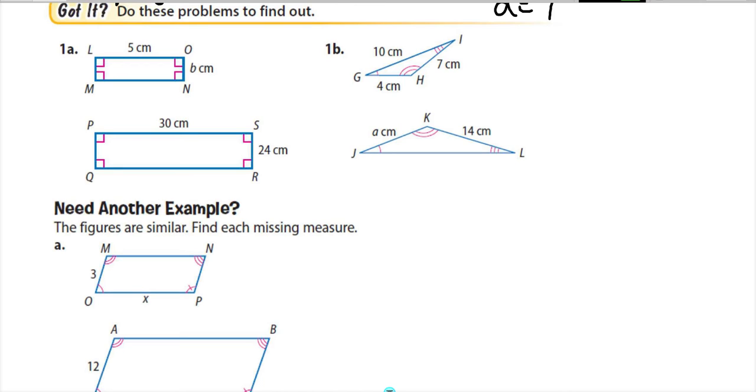So our 5 matches up with 30. Let me get some work over here. Okay, so 5 goes with 30, and then B goes with 24. So that'll be 30B equals 96, right? No, not 96, 120. What was I doing?